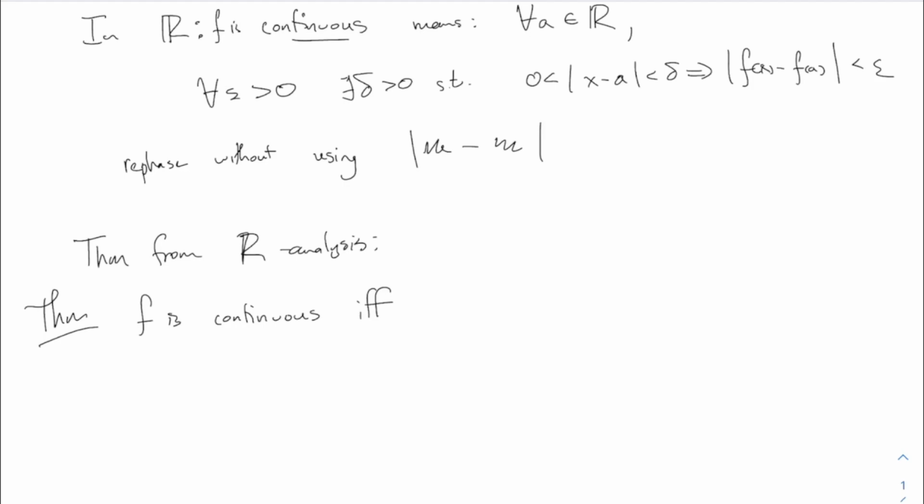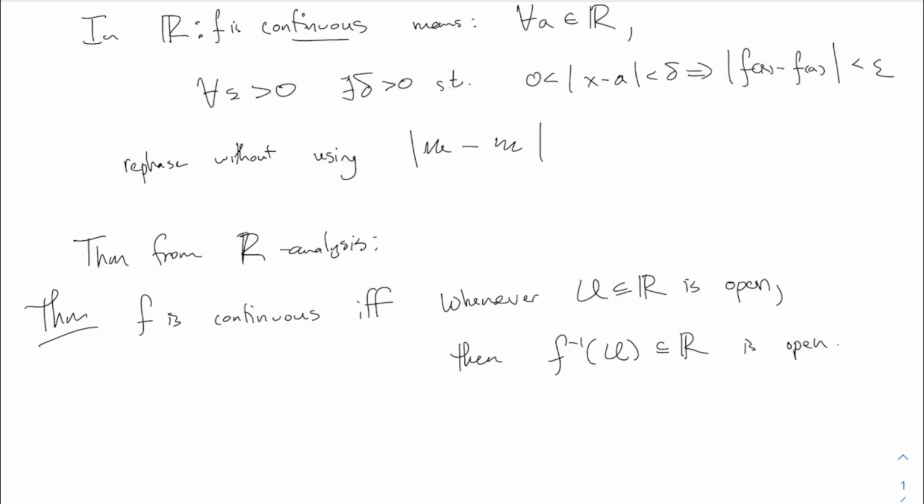F is continuous if and only if whenever U, a subset of R, is open, then F inverse of U, which is also a subset of R, is open. This is a theorem that you proved in your real analysis class, and you probably don't remember it because, by itself, this is not a terribly useful theorem in real analysis.